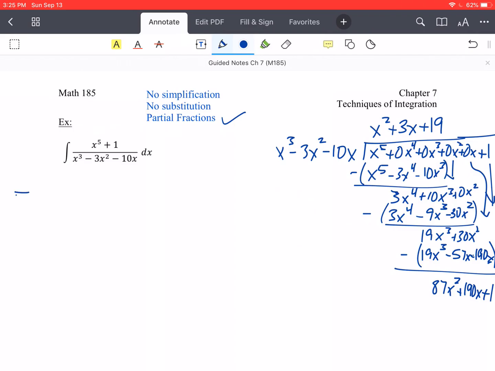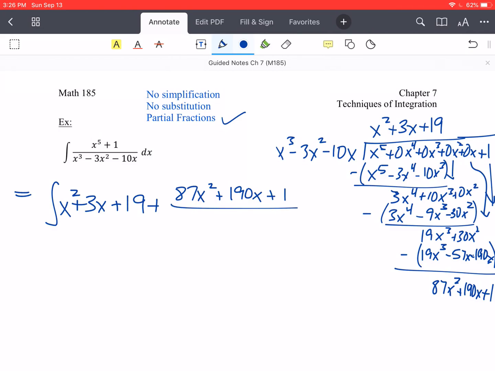So the partial fraction decomposition, or excuse me, we're not even to the partial fraction decomposition yet. We get x squared plus 3x plus 19, so that's going to be the nice part to integrate, plus the remainder is 87x squared plus 190x plus 1 all over that common denominator. So we have x cubed minus 3x squared minus 10x. And then dx.